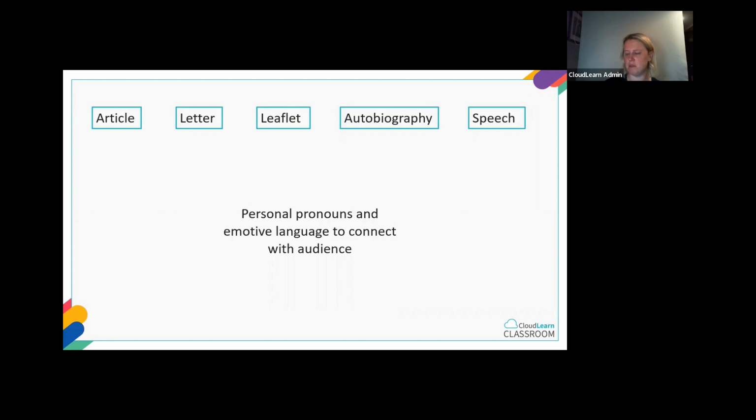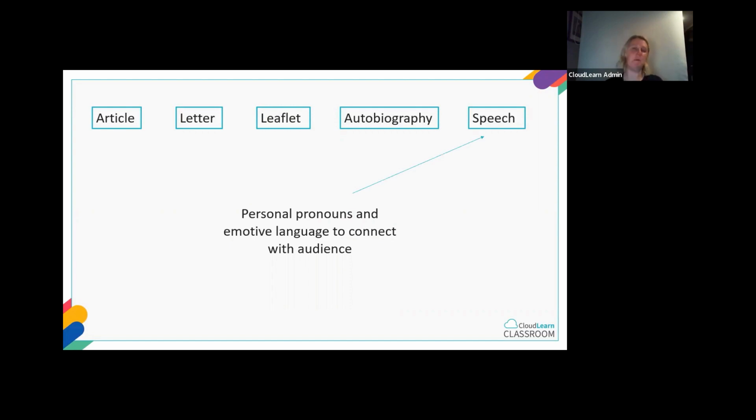Second to last, personal pronouns and emotive language to connect with the audience. This one's pretty tricky. So personal pronouns: you, we, us, me, and emotive language to connect. Really, you've got to connect with this one. Speech, yeah, everyone said speech, definitely.